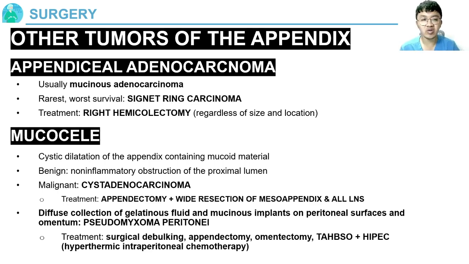If the cystadenocarcinoma has extended to the peritoneum and you see diffuse collection of gelatinous fluids and mucinous implants on peritoneal surfaces and omentum, you call this a pseudomyxoma peritonei. So what you do is surgical debulking, appendectomy, omentectomy, and TAH-BSO. So basically, you reduce the tumor burden by removing everything that the peritoneal implant has touched, and you may do HIPEC, hyperthermic intraperitoneal chemotherapy. So basically you're just doing chemotherapy but inside the abdomen, directly on those peritoneal implants.